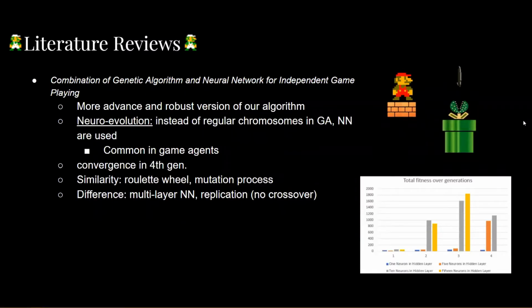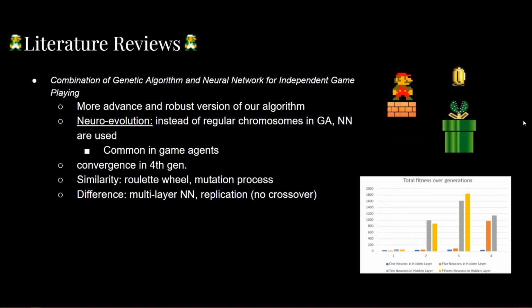In the paper, Combination of Genetic Algorithm and Neural Network for Independent Gameplay, Batista and others use a more advanced and robust version of our algorithm. They use neuroevolution. So instead of using regular chromosomes, they use randomized neural networks, which is commonly seen in more advanced game agents. This finding is very important because they found convergence within the fourth generation, in contrast to us, when we find convergence within the 100 plus generation.